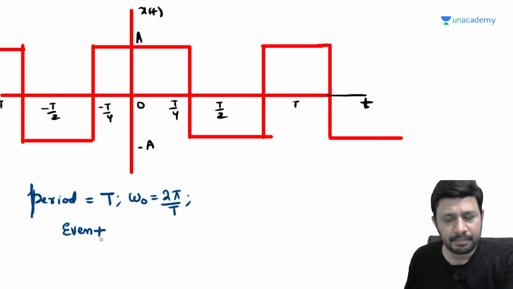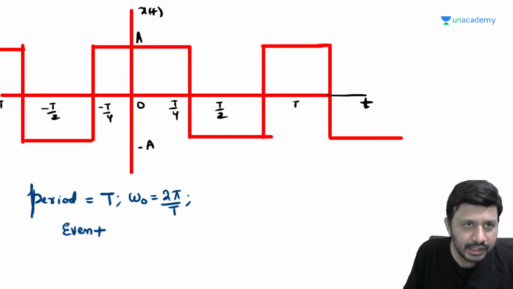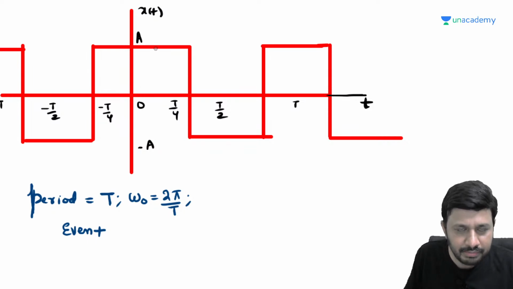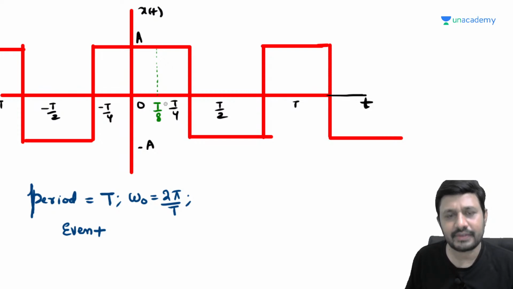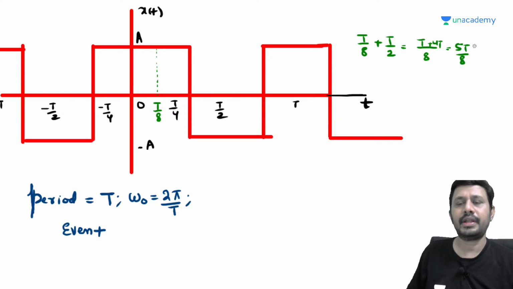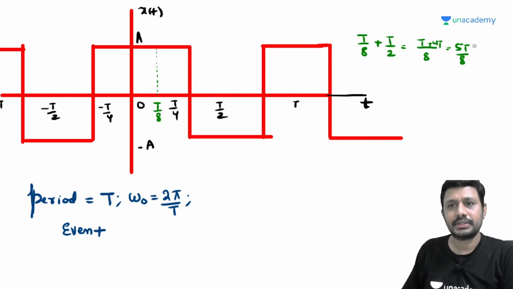Even, plus whether this is half wave symmetric or not. Let's observe, to understand half wave symmetry, take some point. I am taking some point here, between 0 to T by 4. I am taking the midpoint, which is T by 8. Now I want to understand whether this is half wave symmetric or not. To this T by 8, add half of the period. Half of the period is T by 2. What is T by 8 plus T by 2? 5T by 8. So 5T by 8 means how much?